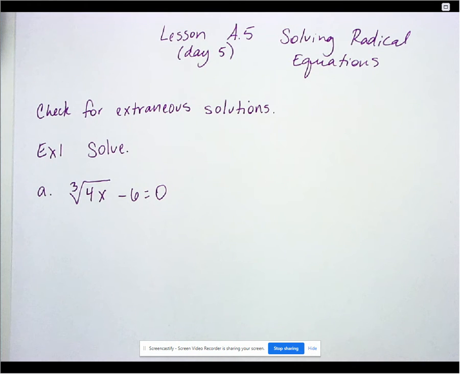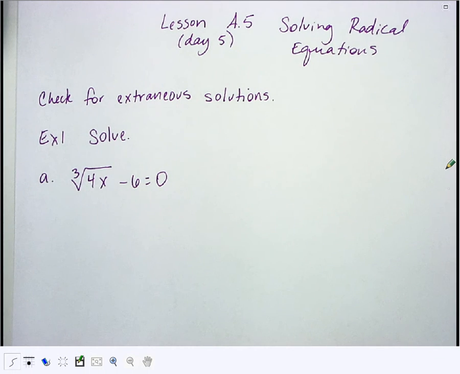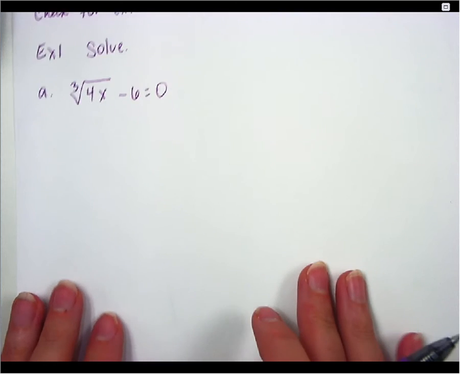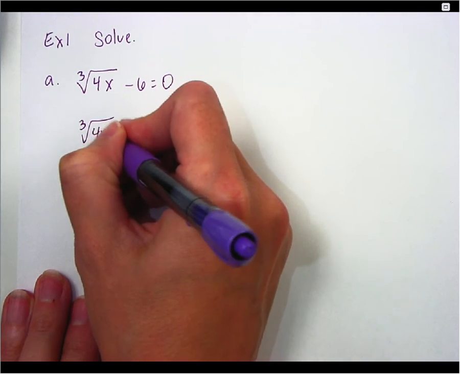We can have different types of roots. We can have square roots, cube roots, fourth roots. So we're just going to logically go through the process of solving this for x. Hopefully, the first thing you would think to do is to go ahead and move that 6 over.